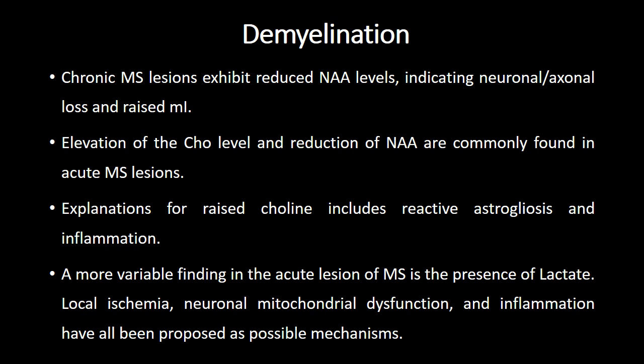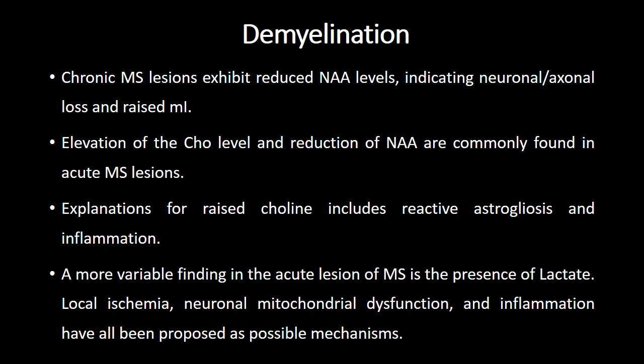Role of spectroscopy in demyelination. Multiple sclerosis is one of the most common demyelinating diseases. The lesions can be acute or chronic. Chronic multiple sclerosis lesions exhibit reduced NAA and raised myoinositol levels. Reduced NAA levels can be explained due to the neuronal loss.